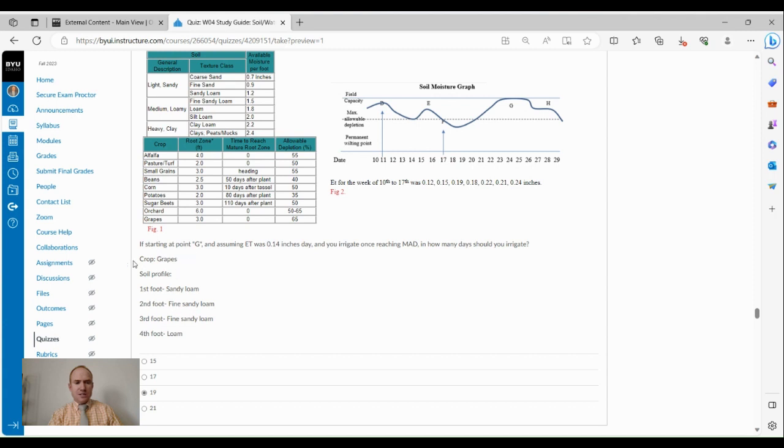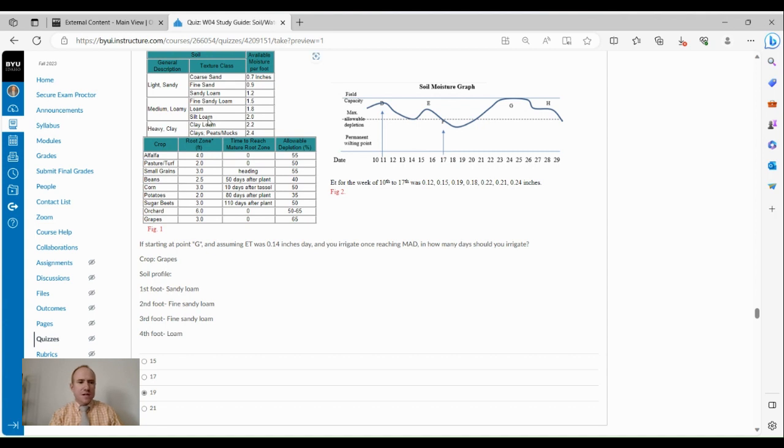First of all, it tells us our crop is going to be grapes. So let's come up to this graph. For grapes, the root zone we're concerned about is 3 feet. Down here in the soil profile, the tricky academics have given us 4 feet of data. We only care about the top 3, so let's figure that out.